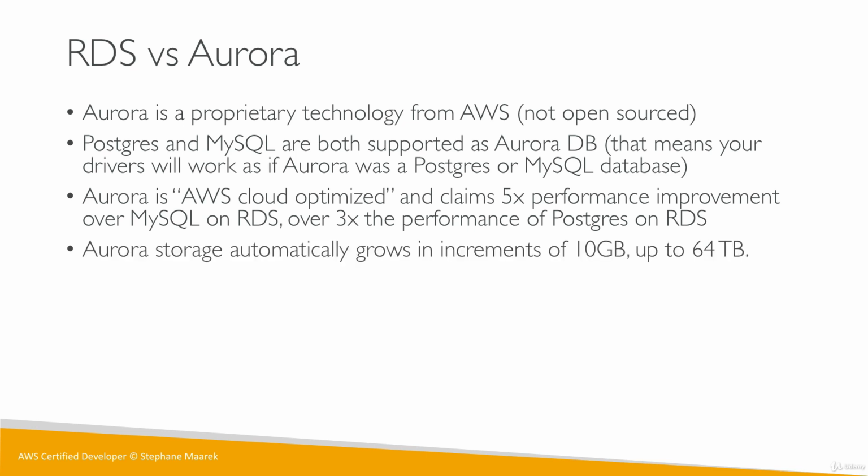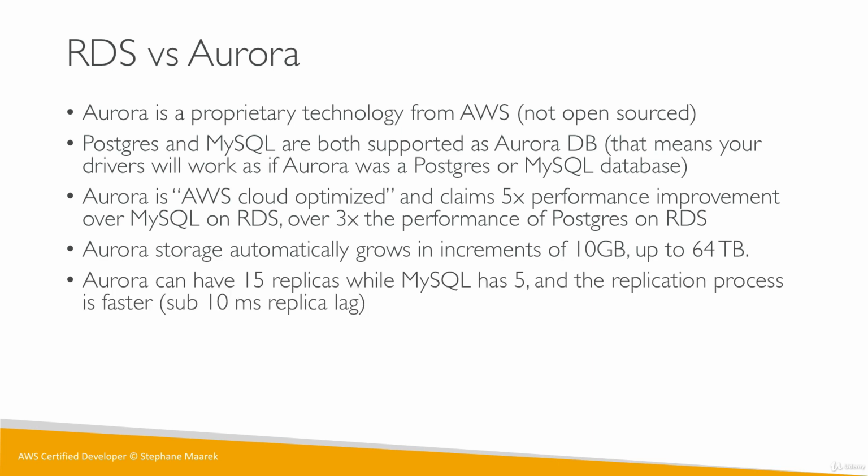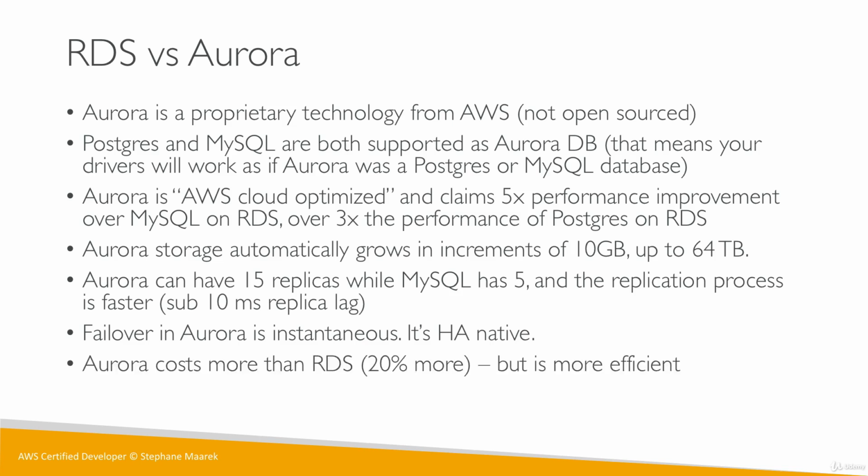It comes with incremental storage, so you can increase the storage over time from 10 gigabytes up to 64 terabytes. It can have 15 replicas with MySQL, and replication is faster, with sub 10 millisecond replica lag. And also there's failover, so it's multi-AZ by default. It's high availability native, so your application will fail over directly. And although Aurora costs a bit more than RDS, it's said to be more efficient, and so overall your cost should decrease.